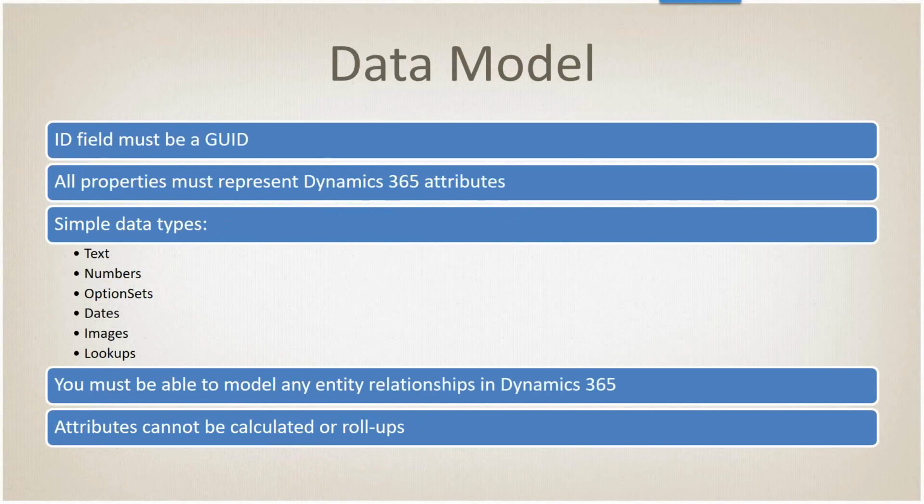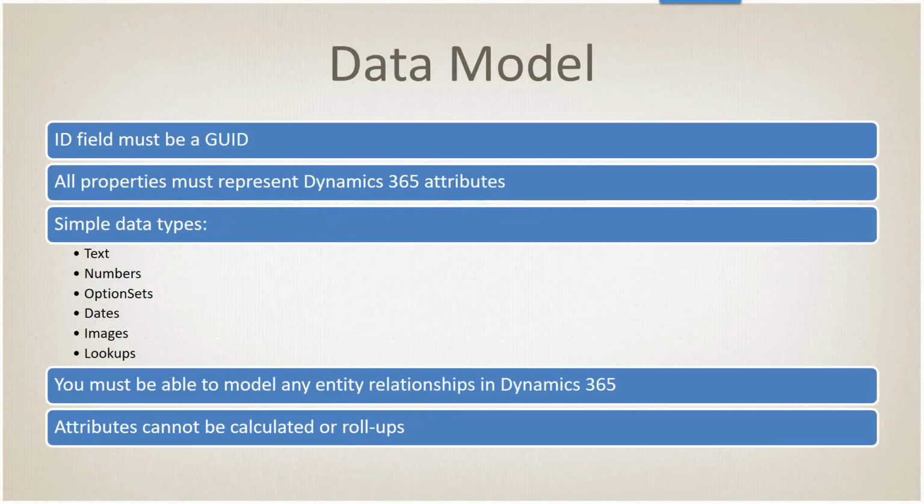As far as the data model goes, the most important thing is the ID field of the external table must be a GUID data type. The reason is that CRM uses GUIDs for most things as the key to find the record. So you have to actually use that key to pull data back.